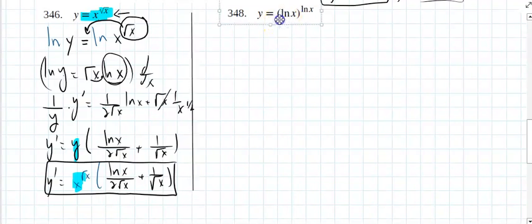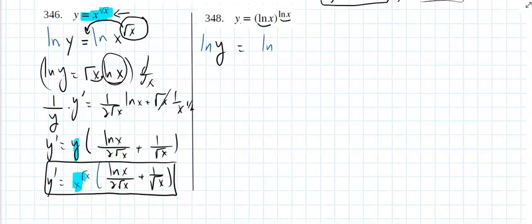And the same deal happens on 348. I noticed that this is varying and this is varying. We have no rule for that. So what I'll do, I'll take the natural log of both sides. The natural log of the left, that's a y. The natural log of the right, well, notice the right has natural log of x raised to the natural log of x. I know that's too many logs.